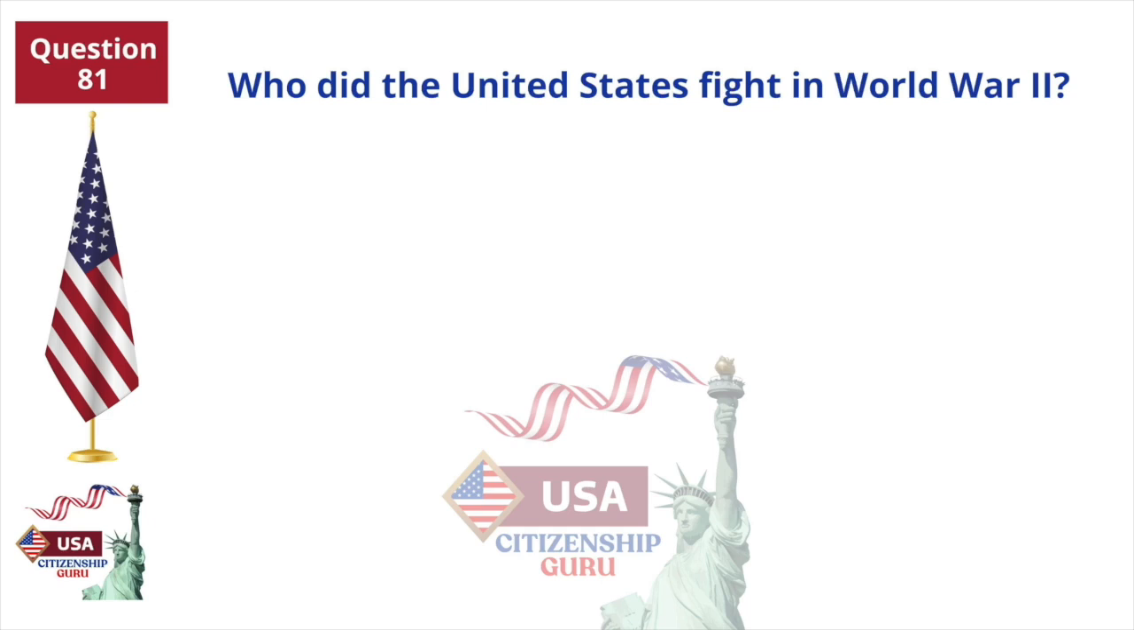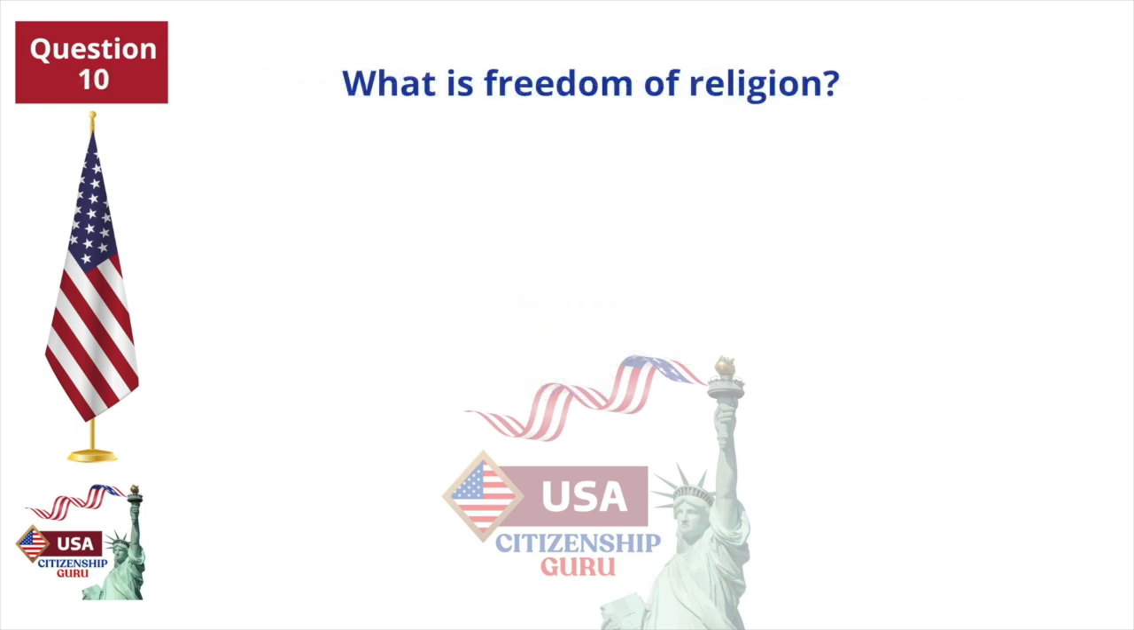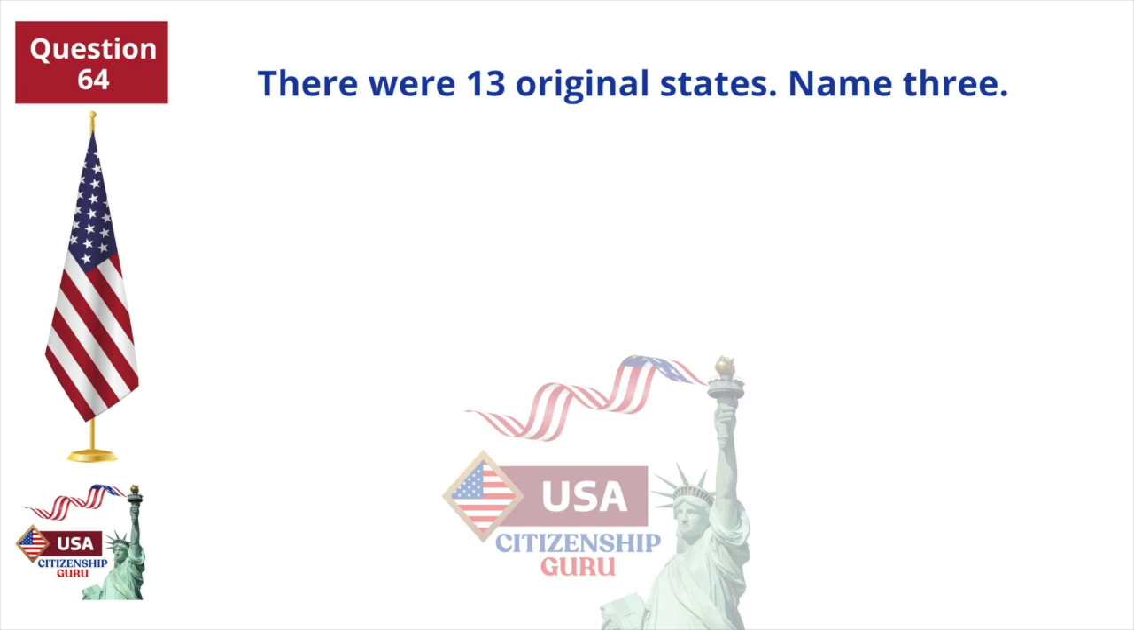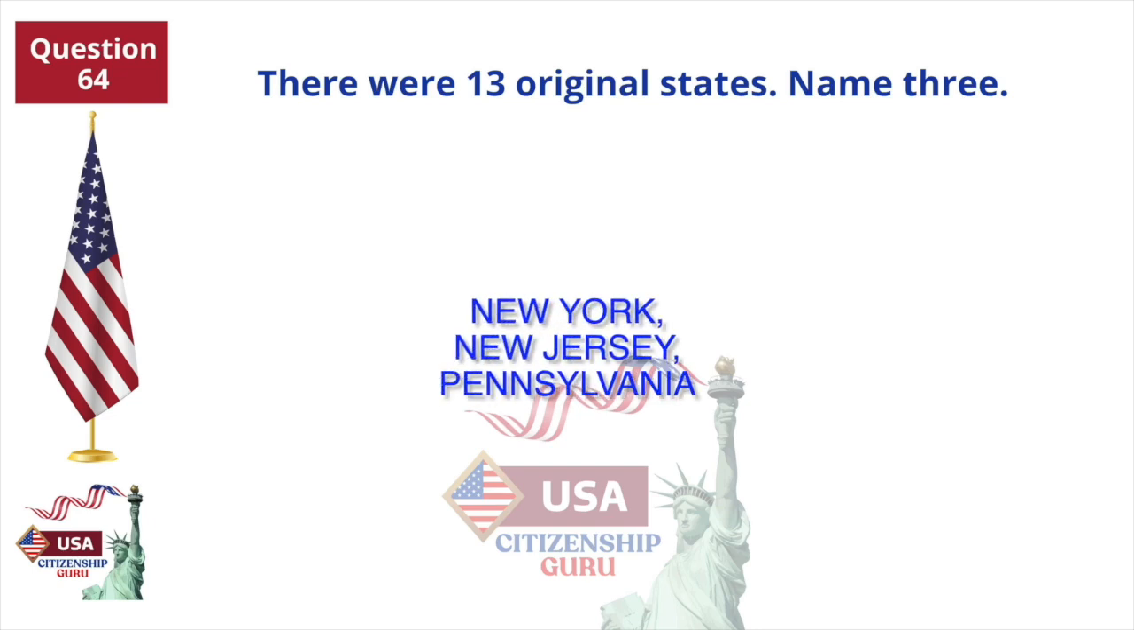Who did the United States fight in World War II? Japan, Germany, and Italy. What is freedom of religion? You can practice any religion or not practice a religion. There were 13 original states. Name 3. New York, New Jersey, and Pennsylvania.